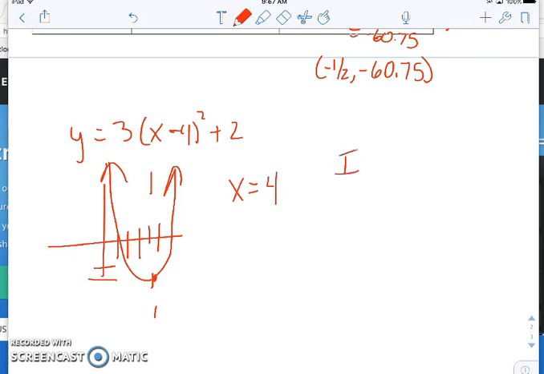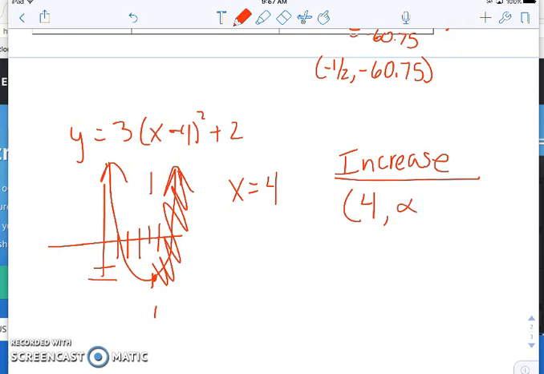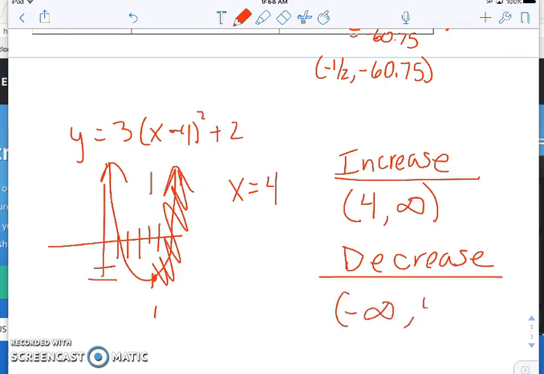And then the periods of increase and decrease, well, it's increasing right here. So it's increasing from 4 to infinity. And then where is it decreasing? Well, again, we always use our x values, so from negative infinity to 4.